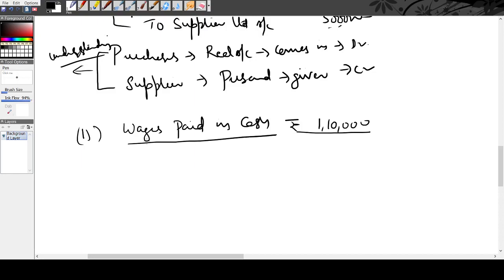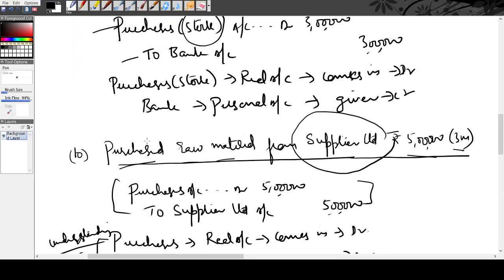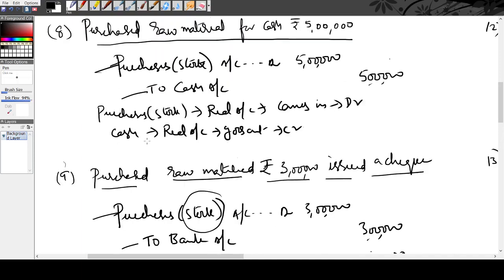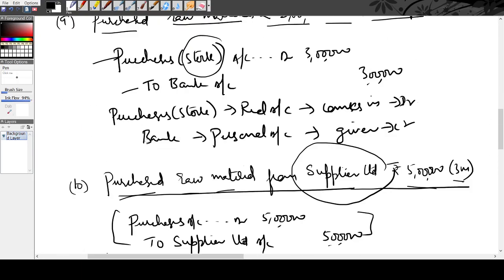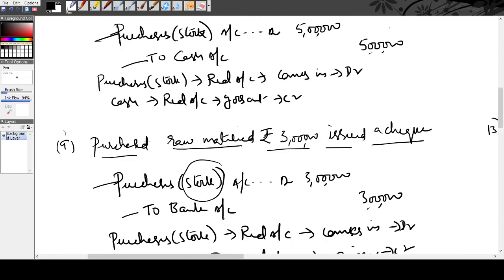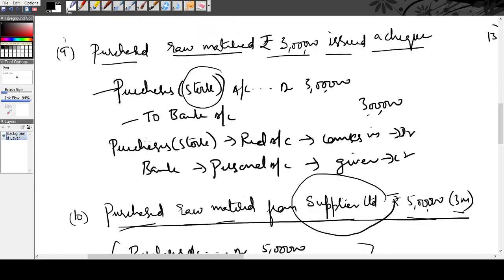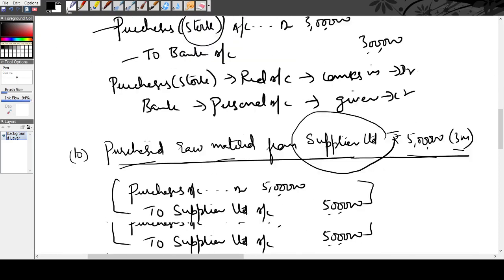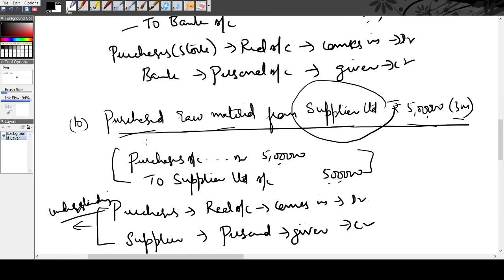Okay, before I go into this transaction, if you observe, in all the three transactions, purchases was common, it was debited. When we paid in cash, we credited cash. When we issued a check, we credited bank. And when we did not make the payment, we have to make the payment in the future. We are recording the supplier as a creditor in our books. So whenever this period of 3 months expires, we have to pay this money to the supplier.